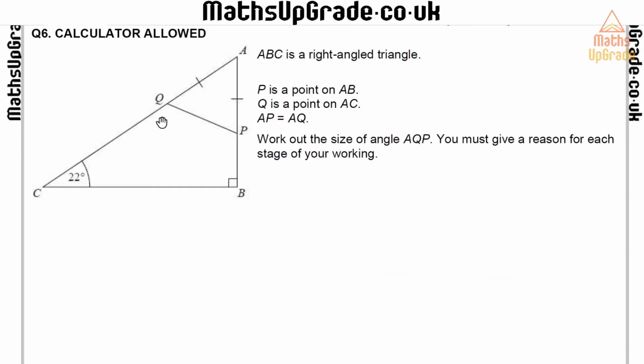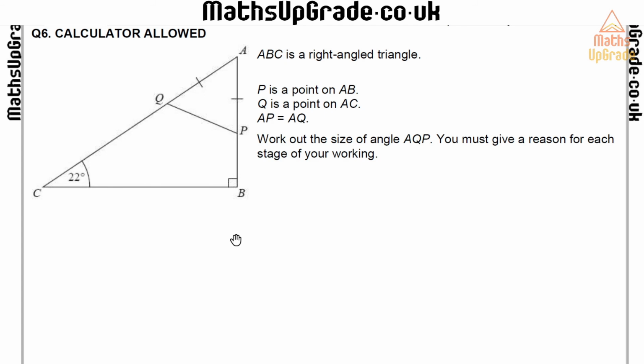Okay, question 6. So I've got a right angle triangle here, and I've got a point P marked on the triangle as well, and a point Q marked on the triangle, and I know that AP is equal to AQ, and they've even marked that on the diagram here. These two sides are equal, so that essentially forms an isosceles triangle within this large right angle triangle. I have to find angle AQP, so this angle here. I've got to give a reason for each stage of my working.